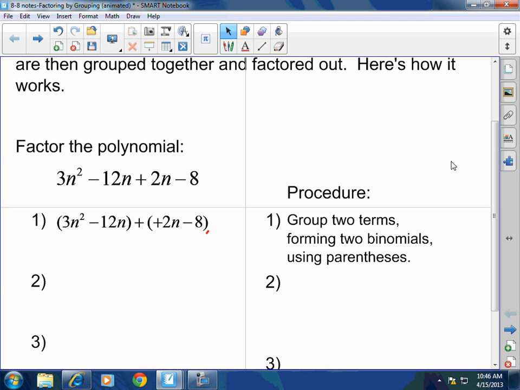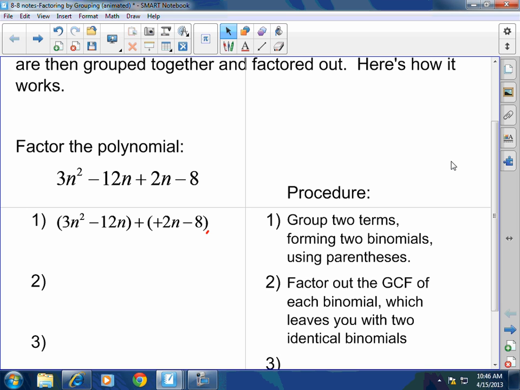Yes, sir. You can't. Just trust me. Sometimes you can't combine the like terms. Sometimes you can. In this case, you could have done that. There's going to be a lot of cases, though, that you cannot do that, and you have to follow this procedure, okay? So whenever you have 4 terms, factor by grouping.